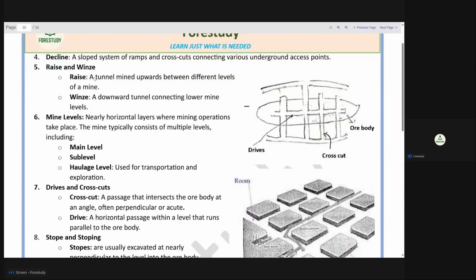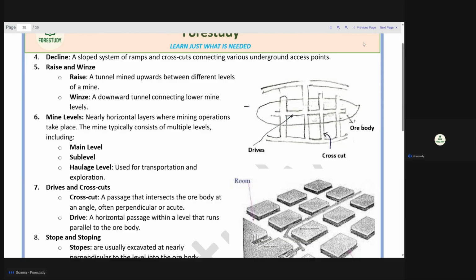Raises and winzes. A raise is a tunnel mined upward between different levels of a mine, and a winze is a downward tunnel connecting lower mine levels. Okay, so raises are upward tunnels connecting mine levels, whereas winzes are downward tunnels connecting lower mine levels. Okay, so raises and winzes.